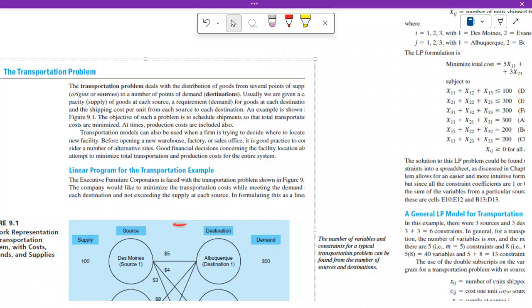So now, we are having a concept called the transportation problem. Transportation problem is similar to the aggregate planning that we did last semester, whereby we had a transport method. We had several methods that were used under aggregate planning, and one of them was the transport method. This is a lot similar to that. Yeah? So, it says the transportation problem deals with distribution of goods from several points.